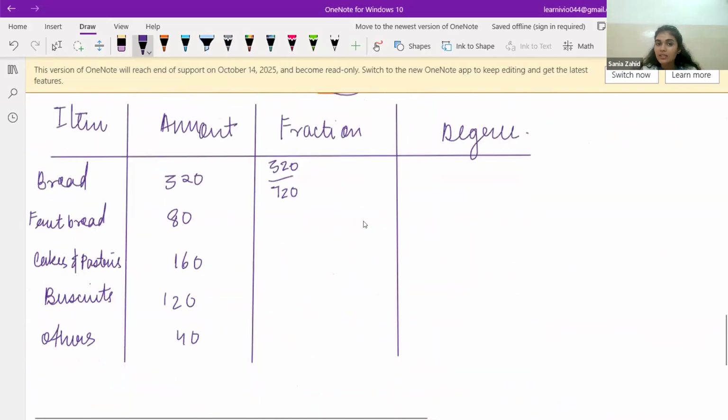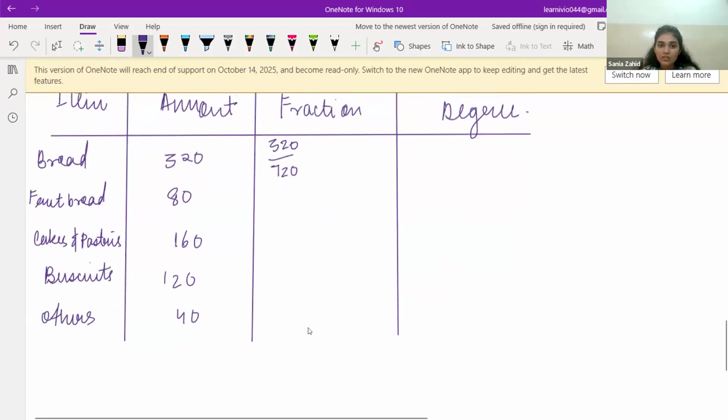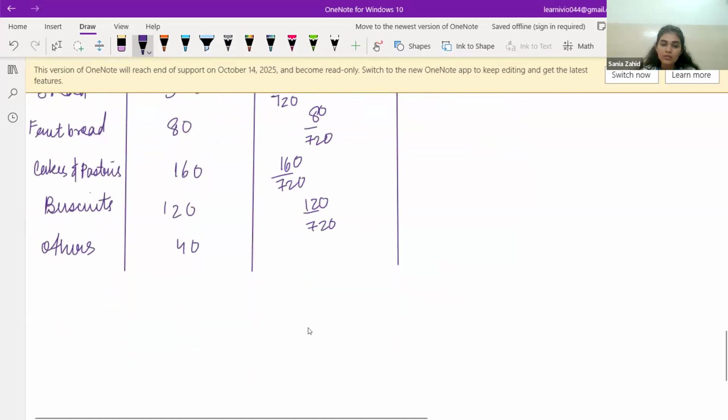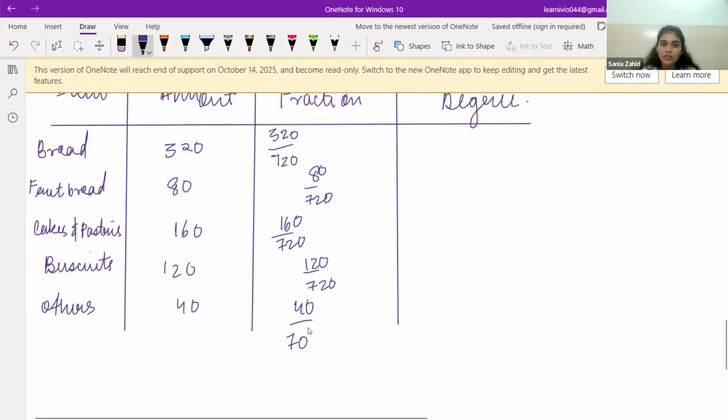720 is the total. Divide 320 by 720. That's the fraction. Here do 80 by 720, 160 by 720, 120 by 720. Just draw it in a neat way, children. 40 by 7. Okay. So here, let's just try it. 32 by 72. 8 by 72 is 1 by 9.